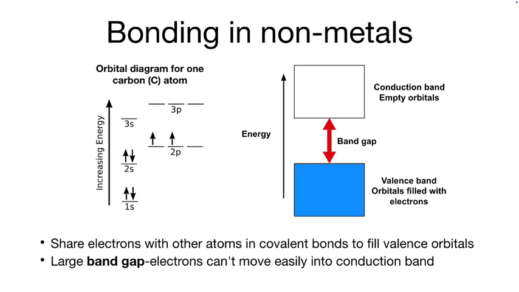The nonmetals have a large band gap. Because they have a large band gap, they never make electrons up into the conduction band. And if electrons can't make it into the conduction band, you don't get movement of electrons. The movement of electrons has to happen through that conduction section. That's why we call it the conduction band.